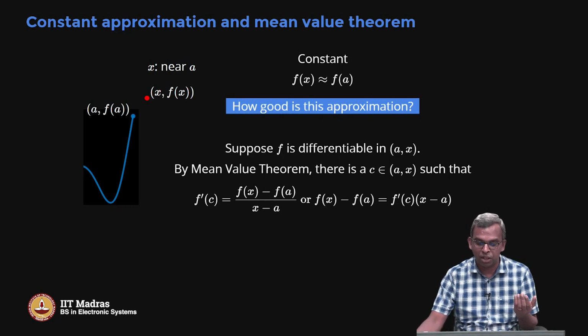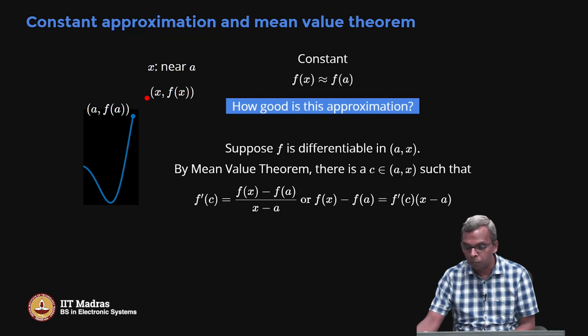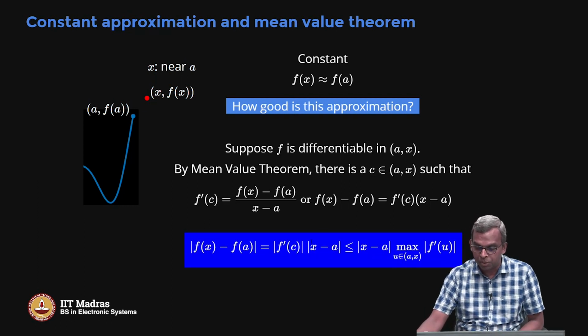We studied the mean value theorem as: I know f(a), I know f(x), what can I say about the derivative between a and x? So we started there, but here we are turning it around. We are saying, I know f'(c), I know f(a), what can I say about f(x)? It turns out if I end up with a constant approximation, then this error depends on this derivative. If you want to make it more precise, this is how you can make it more precise. You can take the absolute value.